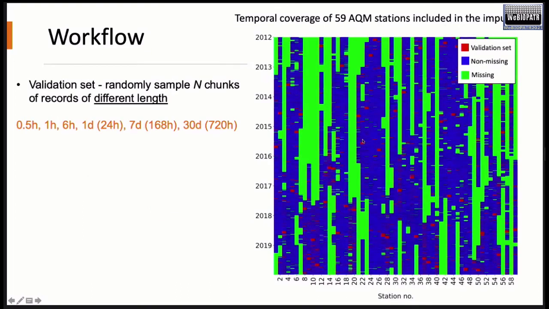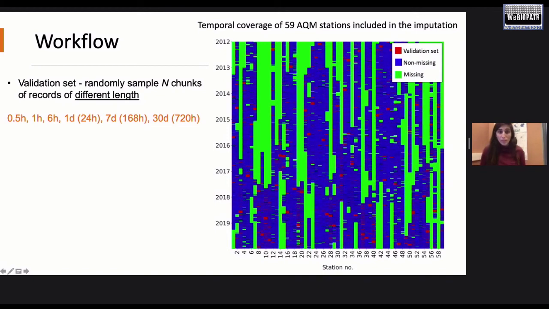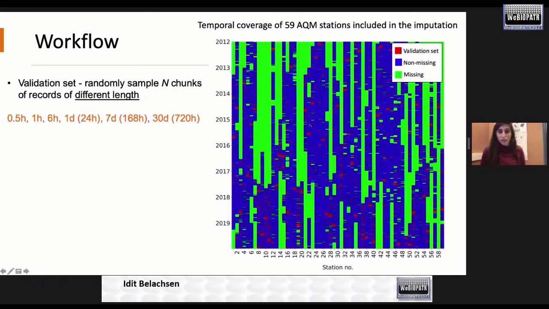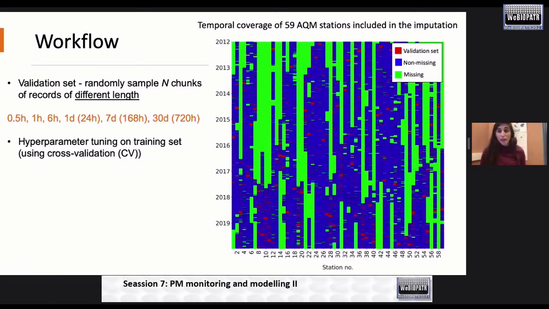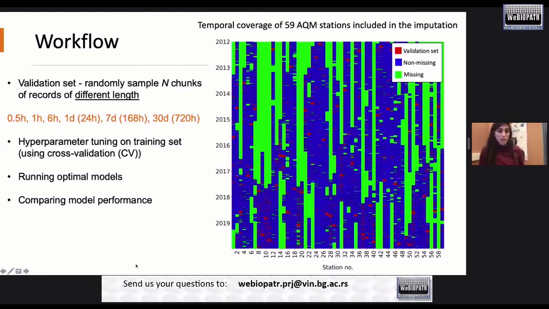So the workflow was to first put aside a validation set comprised of chunks of different sizes that were artificially set as missing. The longest time window was 1 month and the shortest half an hour. And these are seen in the plot here of the temporal coverage of my 59 stations, seen in red here. And then I tuned some hyperparameters of the iterative imputer, the extra tree estimator, and of course the K parameter of the WKNNR using cross-validation. And after tuning, I ran the 2 models, also with the additional input of the lag and lead values. And then I looked at the performance of the models on the validation set and eventually chose the best model.